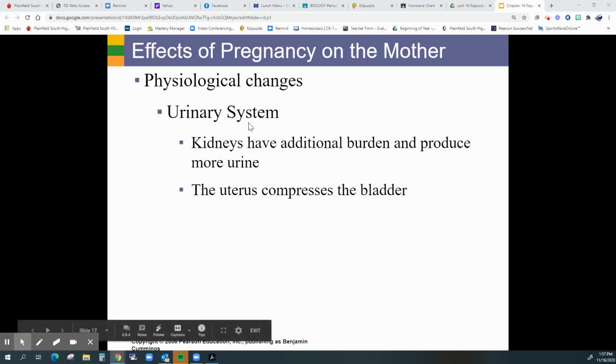All right, the urinary system sees some issues as well. The kidneys have to take on that additional burden of fluid from both the baby as well as the mother. And then the other problem with that is that the uterus usually starts to compress the bladder. So they have to go to the bathroom, but they don't have as much space to accept as much of that urine. So they have to go more often.